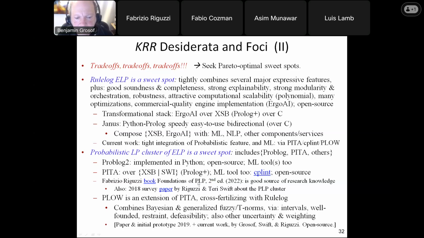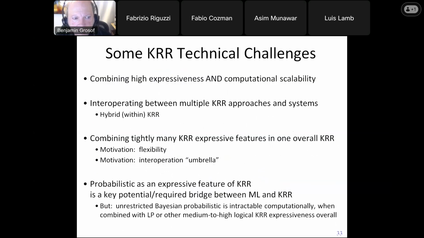Fabrizio Riguzzi, in his book Foundations of Probabilistic Logic Programs, second edition from last year, is a very good source of research knowledge about this probabilistic LP cluster. PLOW is an extension of PETA that cross-fertilizes with RuLog and combines Bayesian and generalized fuzzy, or so-called triangular norms, via intervals. It uses some of the other features that are in RuLog, as well as can support some other kinds of uncertainty and weighting. And that is in progress. The first version came out a few years ago.